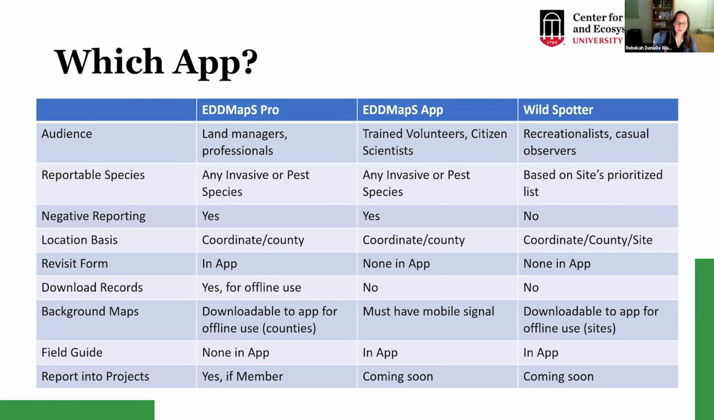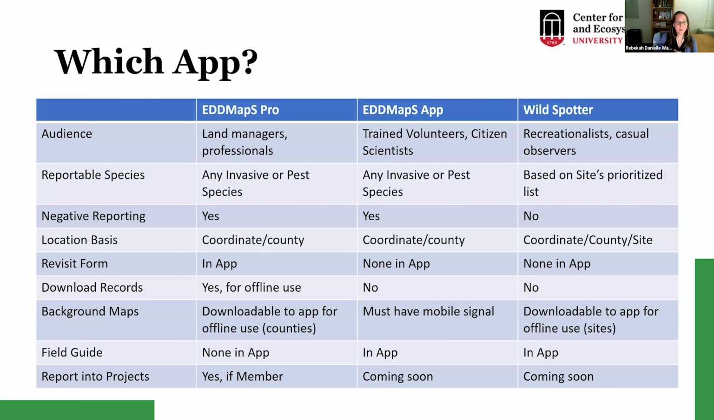So there is no field guide in EDDMapS Pro. There is a field guide in the EDDMapS app and for WildSpotter. And again, it's based off of the state, province, site that you have selected. So you need to select that before you have no signal if you're going to change where you're going.